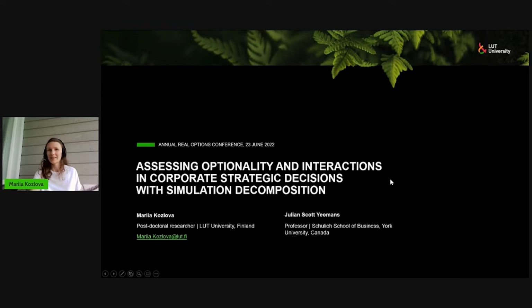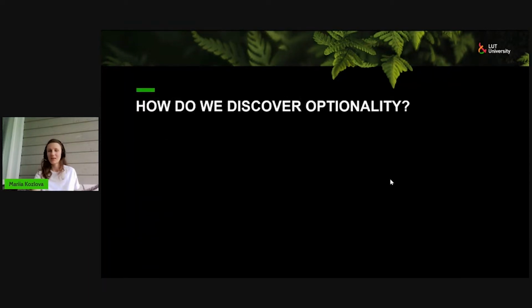So let's start. How do we discover optionality in the first place? Well, here are my thoughts about that. First, we start with structuring the problem, right? Understanding what the revenues and the costs are, how the project is going to go. And then we put those assumptions and those interactions into a model.